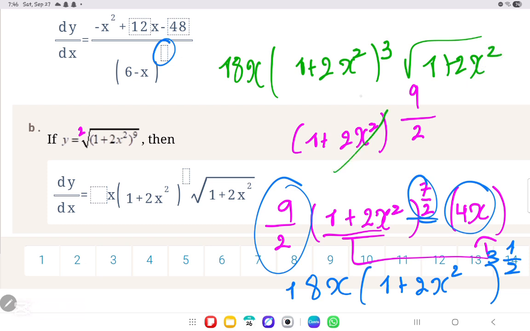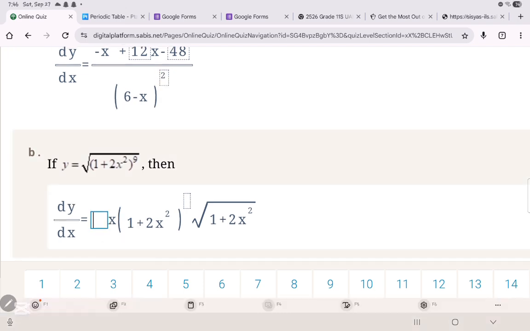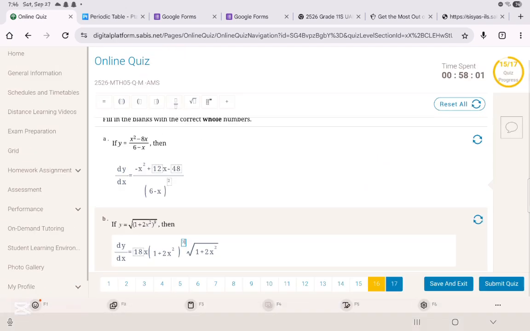We will get 18x times 1 plus 2x squared to the power of 3 radical 1 plus 2x to the power of 2. Let me just put the 2 over here because I forgot to put it. And then 18x plus 1, times 1 plus 2x squared, all of it to the power of 3 times a radical 1 plus 2x squared.